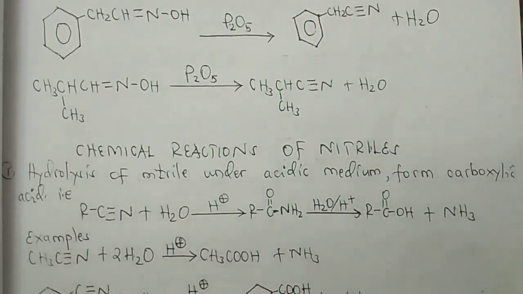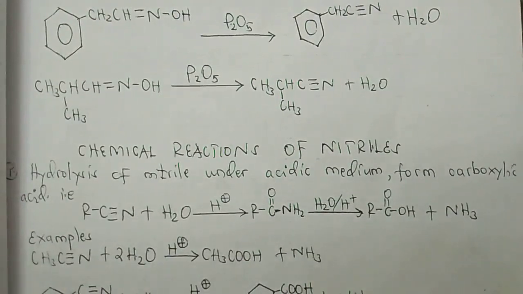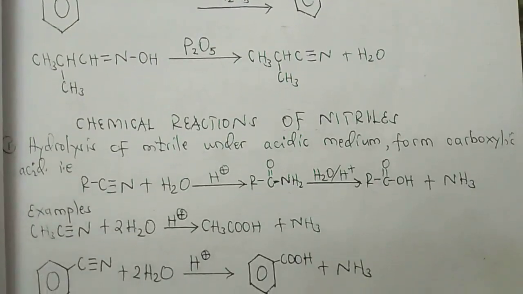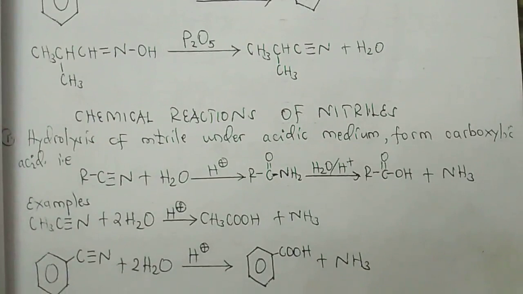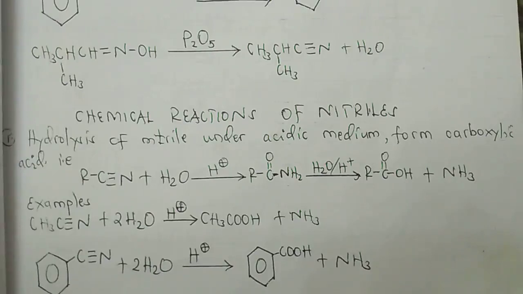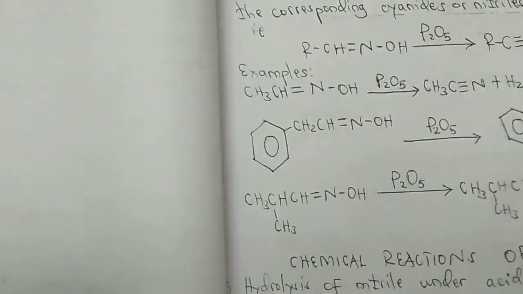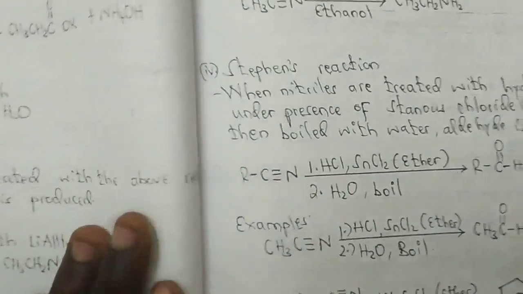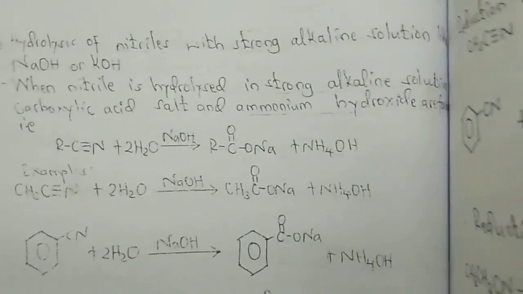Then let's move to the chemical reactions of nitriles. Hydrolysis of nitrile under acidic medium forms carboxylic acid. This reaction takes place in several steps, but the final product is carboxylic acid. If we hydrolyze ethane nitrile we get ethanoic acid, and benzene nitrile gives benzene carboxylic acid.